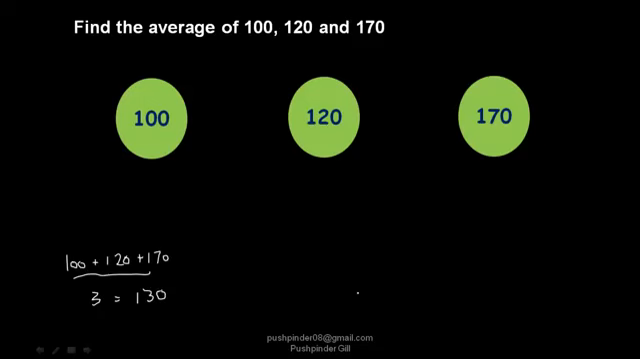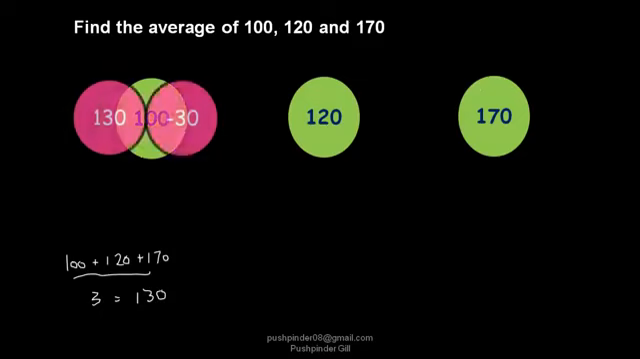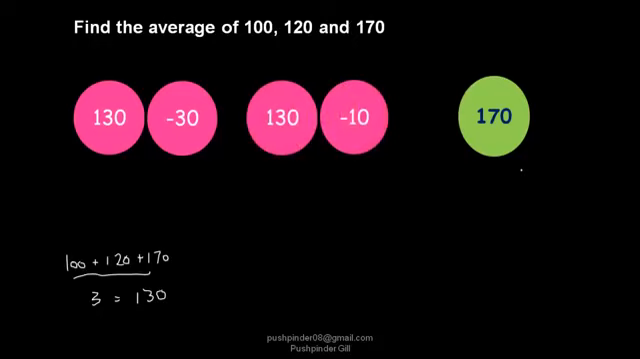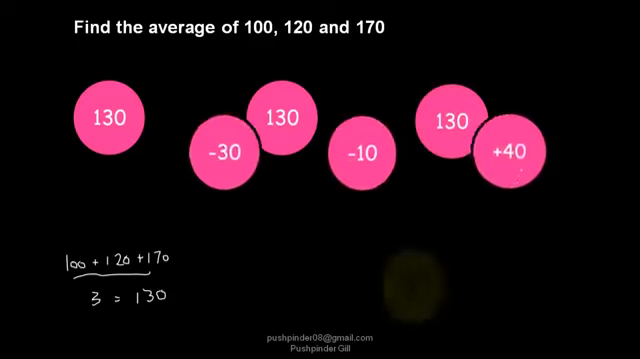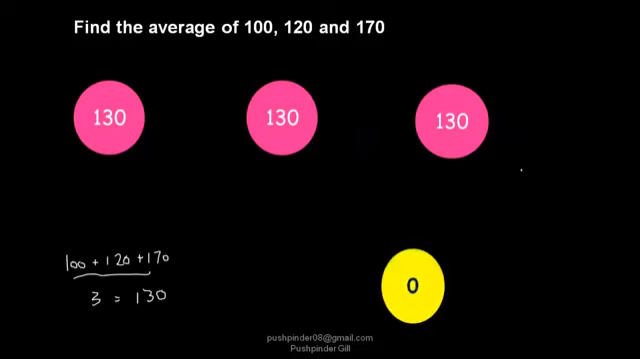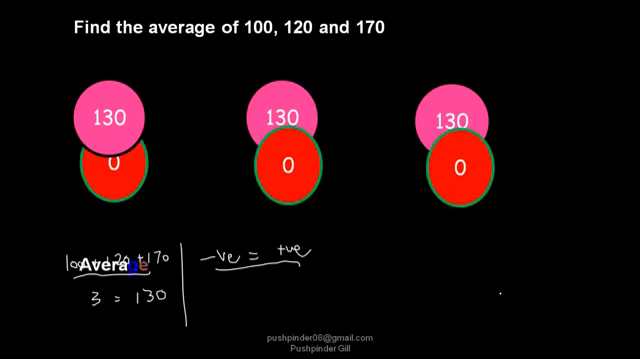Now if you see, 130 is how far from 100? Negative 30. 130 is how far from 120? Negative 10. And 130 is how far from 170? Positive 40. If I add all the deviations, I get 0. Which means that 130 is my average, which has again proved that the negative deviations are always equal to the positive deviations when taken from the average. Alright? Okay, so I hope you've understood this point. Great. Now let's move forward.